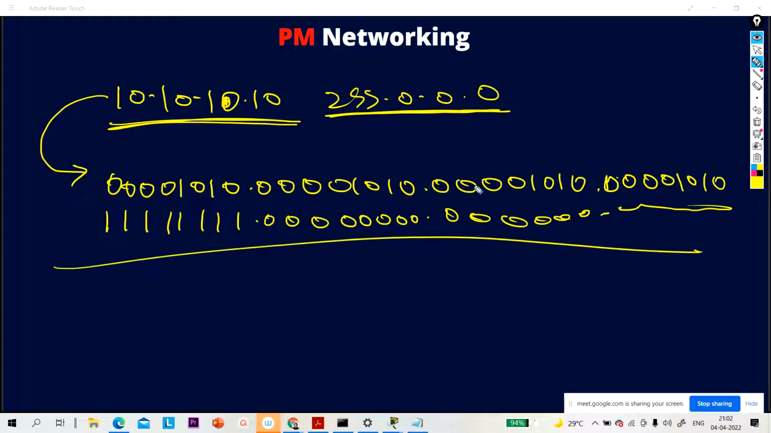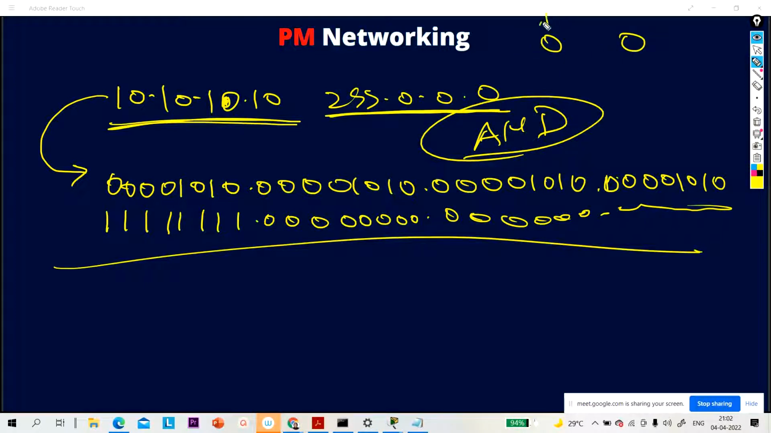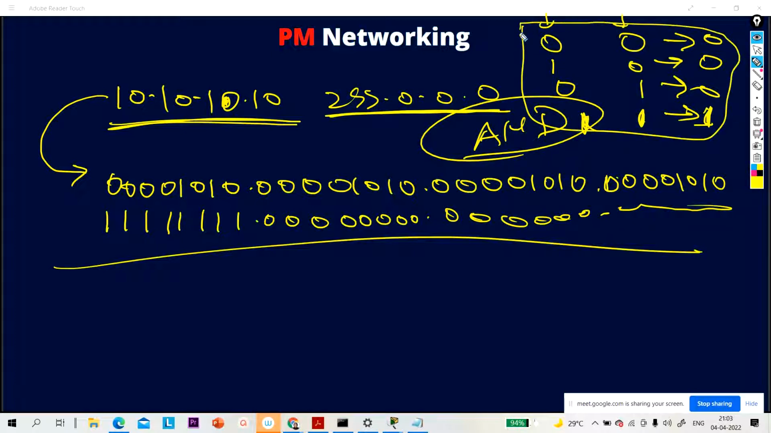Now we need to perform the AND operation. How many of you know the AND operation? If you give input 0 and 0, you will get 0. If you give input 1 and 0, output is 0. 0 and 1, output is 0. You will get output 1 only if you give input 1 and 1, right? This is the AND operation. It is a multiply.